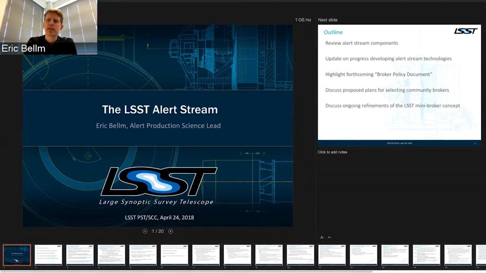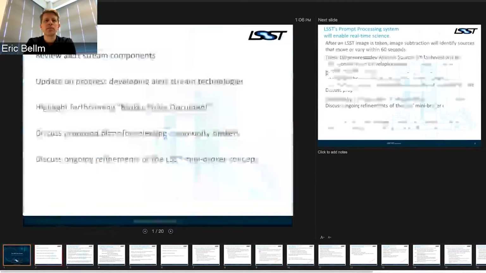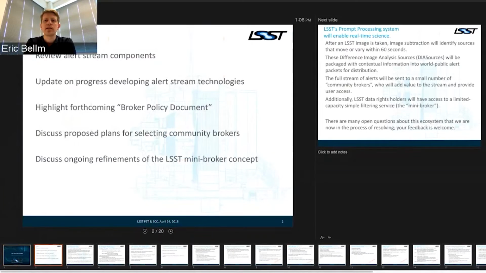So as advertised, I was asked to give an overview of progress on the alert stream. What I want to talk about today, as well as answer your questions, is to start with the high-level overview, make sure that we're all on the same page in terms of what LSST is providing. I think that's well understood, but sometimes the details get a little fuzzy. I'll describe briefly some of the technologies we're working on in data management to deploy the alert stream. I think we've made some pretty good progress there.